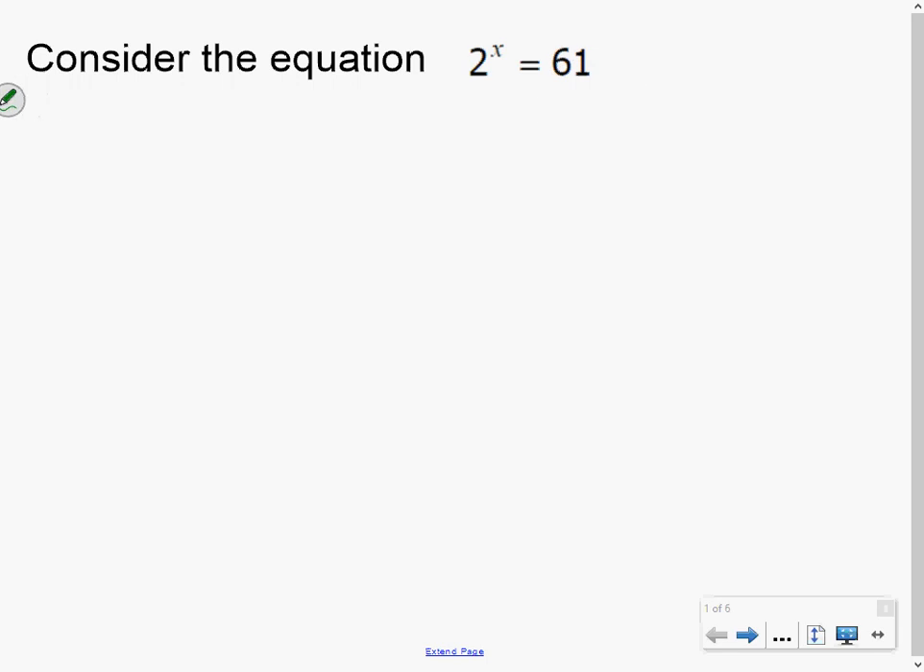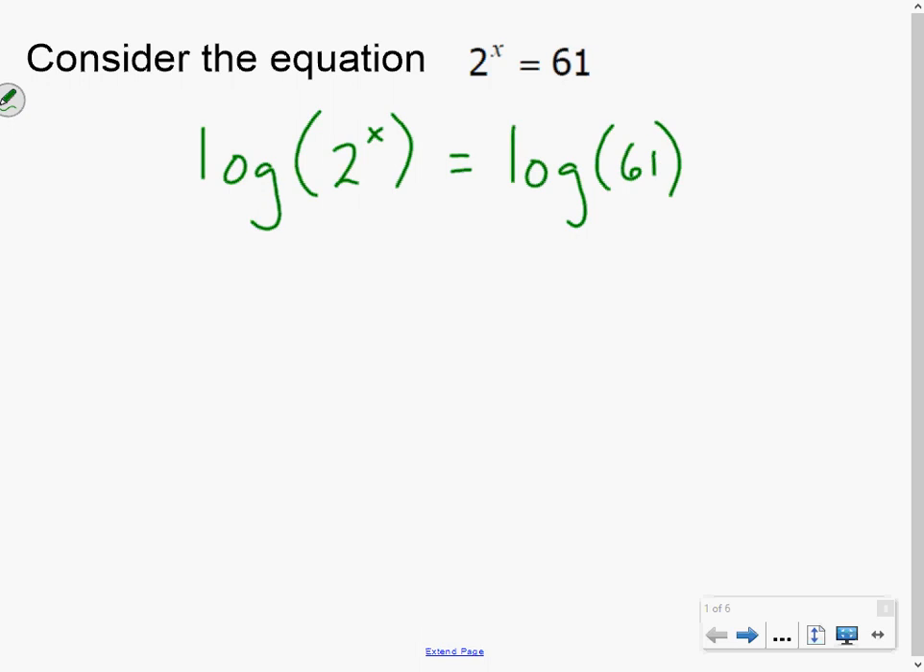So if I take the log of each side here, let's see why that's helpful. Let's say I do log of 2 to the x power and log of 61. We're going to do base 10 because that's in our calculator. Now remember, we had a property for logarithms that said if there are exponents, they can be moved in front of the logarithm, which is going to make this actually solvable. So I have x times log of 2, I don't need the parentheses here, equal to log of 61.